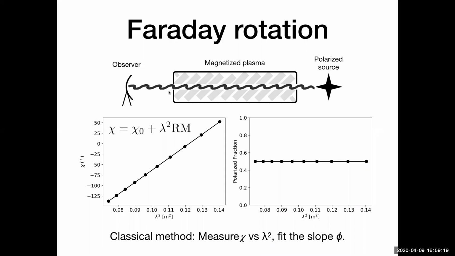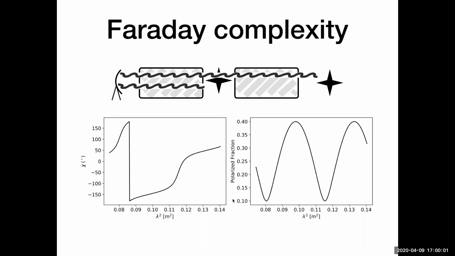The traditional method is you observe over some range of frequencies or equivalently some range of wavelength squared. And just because of this equation, which comes out of the physics of Faraday rotation, the polarization angle changes linearly with wavelength squared. So we simply measure that slope of the measurements, and that is the rotation measure. And that then gives us some information on the magnetized plasma that we can go on to try to model and understand.